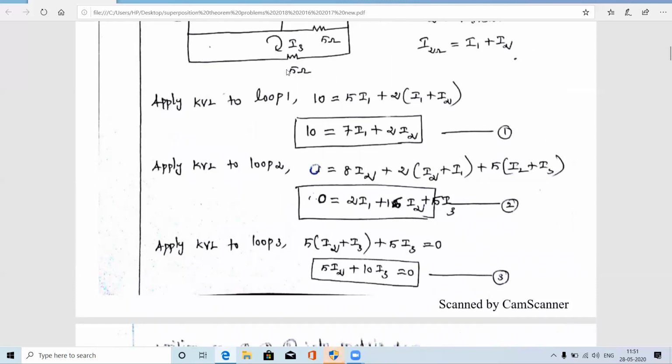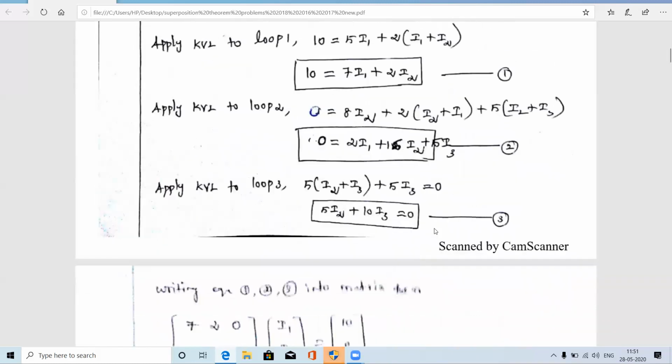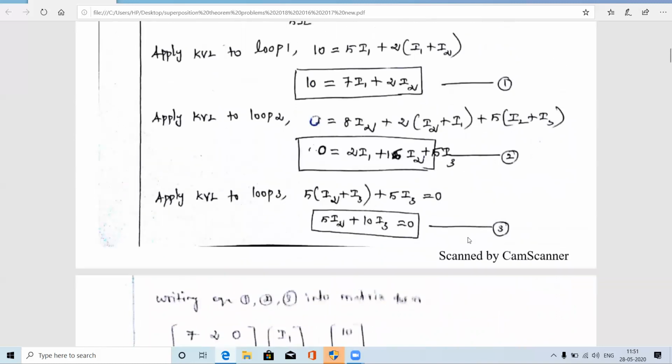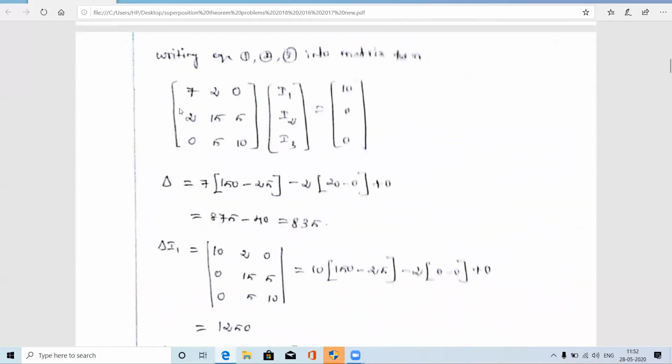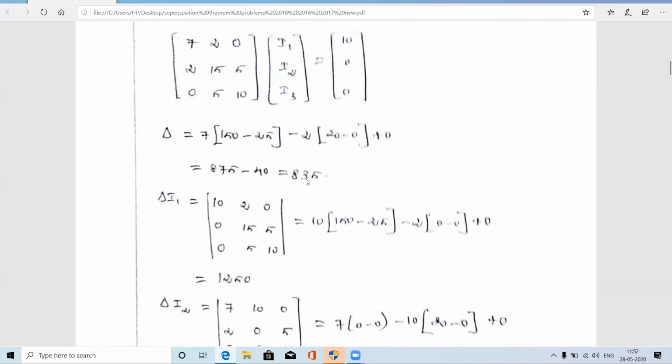And what is the voltage across this 5 ohm resistor? 5 into I3 equal to 0. Okay, so you rearrange, we will get one more equation. So we have to convert equation number 1, equation number 2 and equation number 3 into the matrix form. You know the method how to write this matrix. But from this, we have to find the value of the determinant. So the determinant of this 3 by 3 matrix we have to calculate. The answer is 835.